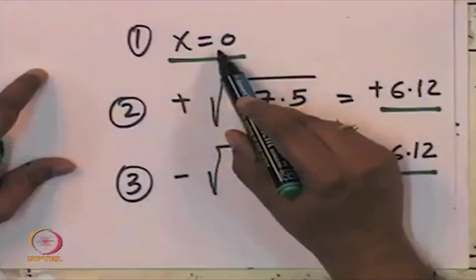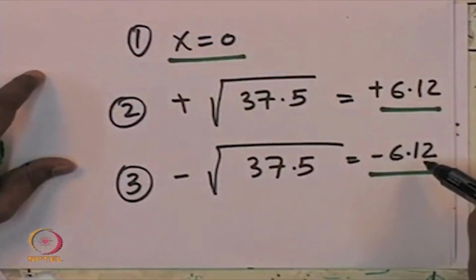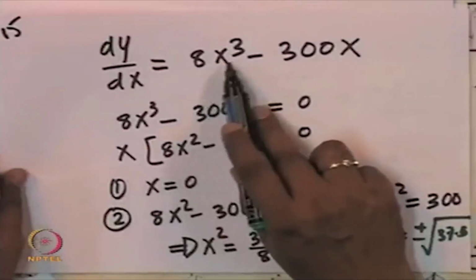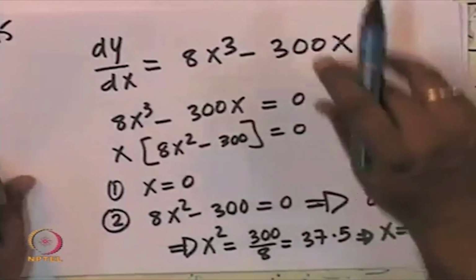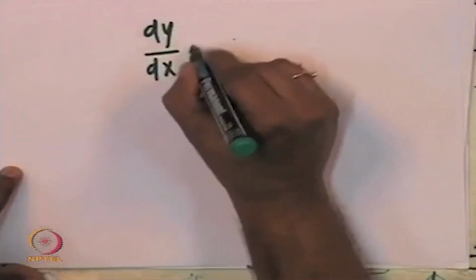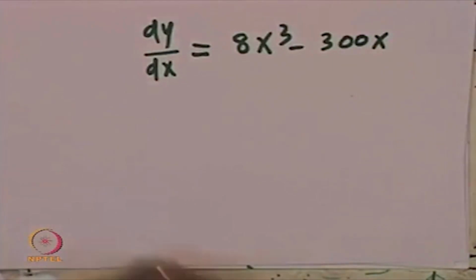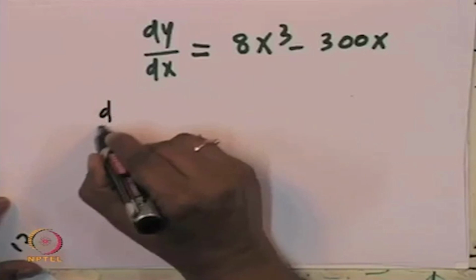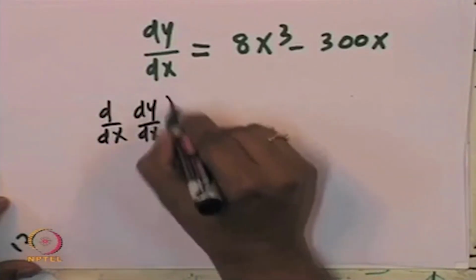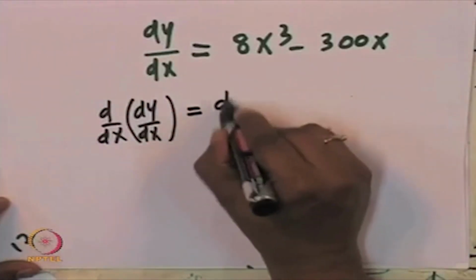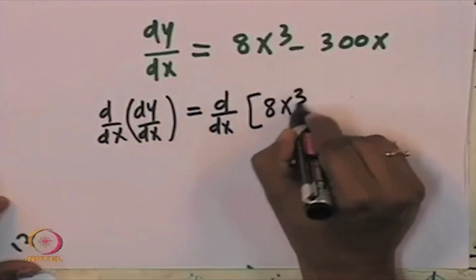Let us have a look here once more. The 3 points we found are x equal to 0, plus 6.12 and minus 6.12, and the derivative we got was 8 x cube minus 300 x, that was the dy by dx. Let us go ahead from here and find out the second derivative. The first derivative is 8 x cube minus 300 x. Now, we want to find the second derivative. The second derivative is d by dx of dy by dx, one more derivative of this, which is d by dx of 8 x cube minus 300 x.